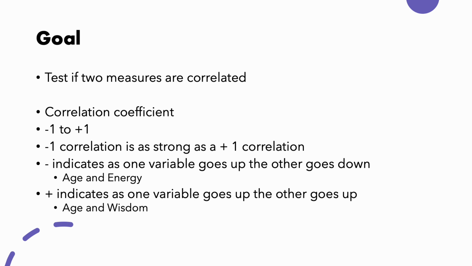The goal of this test is simple: to test if two measures are correlated. And the correlation coefficient ranges from -1 to +1. A -1 correlation is as strong as a +1 correlation. Negative indicates as one variable goes up, the other goes down, like age and the energy you exert during sporting events. A positive correlation indicates as one variable goes up, the other goes up as well, as age and wisdom has proven by my case.